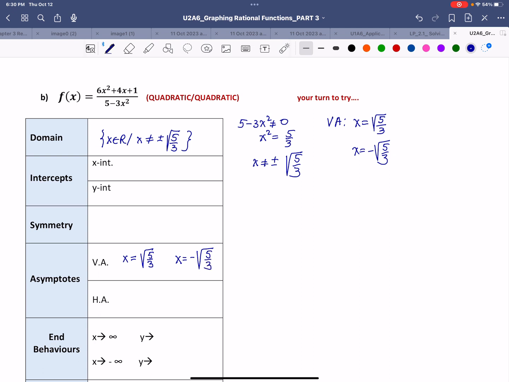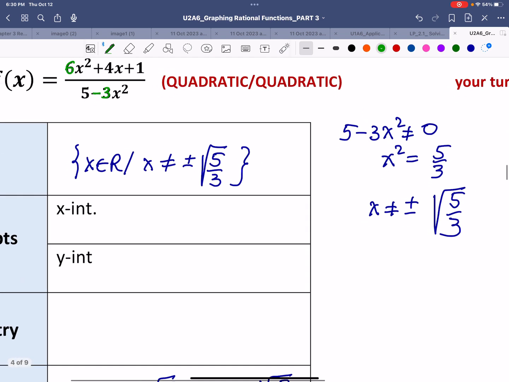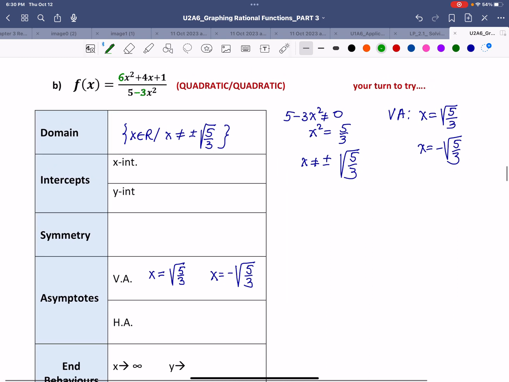So next, we'll look into the horizontal asymptote. Now, we have visited horizontal asymptotes in prior lessons, and we discussed how horizontal asymptotes are found by inspecting the degrees of numerator and denominator. If the degree is the same, the horizontal asymptote will be at the ratio of the leading coefficients, which in this case is 6 over negative 3. That means the horizontal asymptote will be at y equals 6 over negative 3, which is basically equal to negative 2. So for short, we'll simply write y equals negative 2.